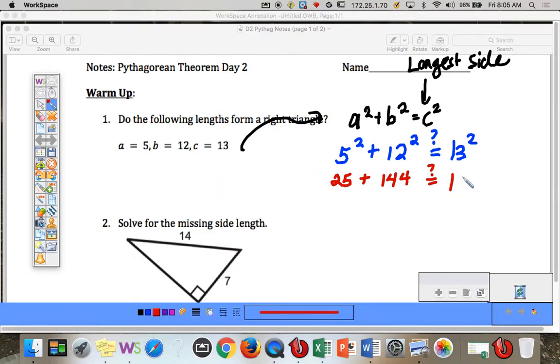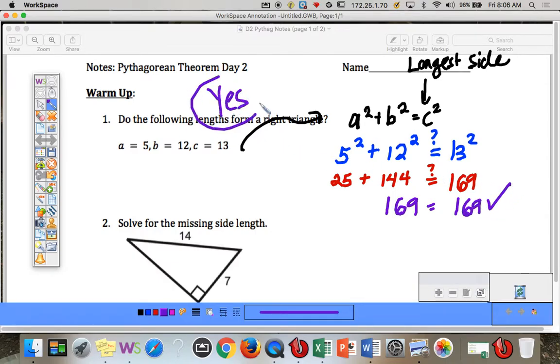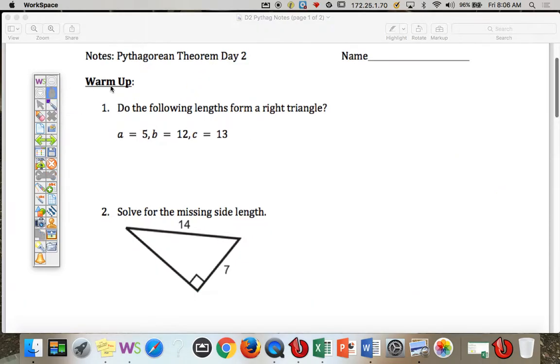So again, to see if these three sides make a right triangle, they should work in Pythagorean theorem. We should get these two sides to be equal. 25 plus 144 is 169. So you would say yes, these form a right triangle because they work in Pythagorean theorem. If the two sides weren't equal, then it wouldn't be a right triangle.